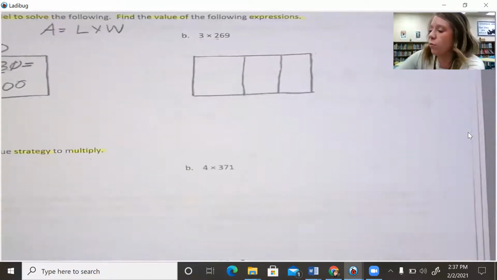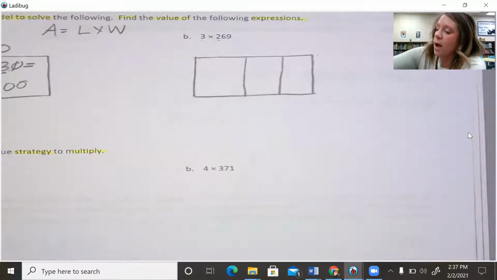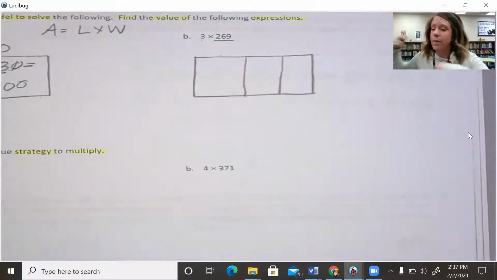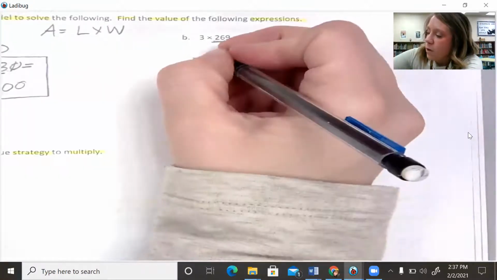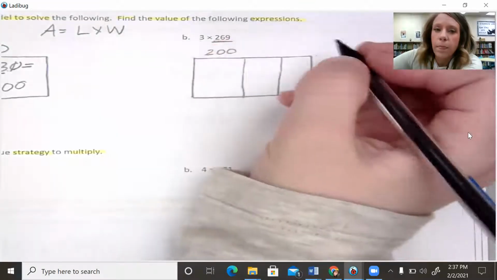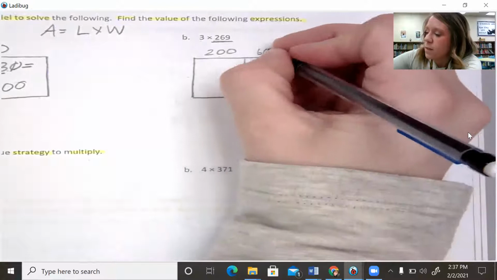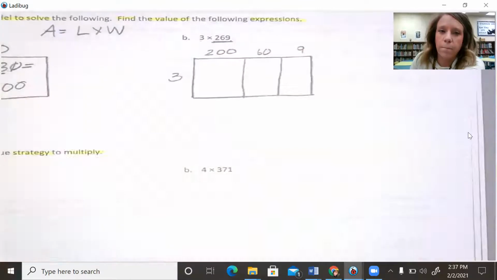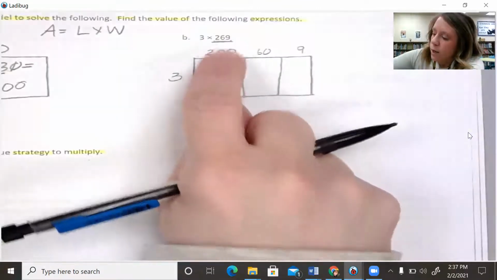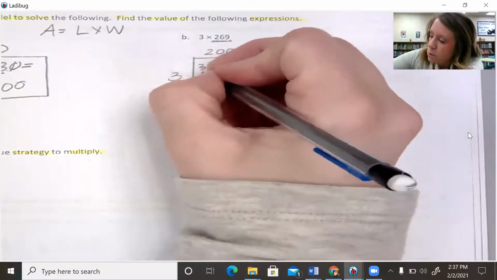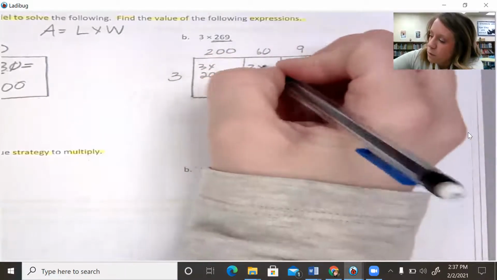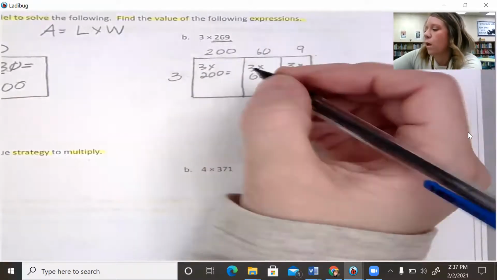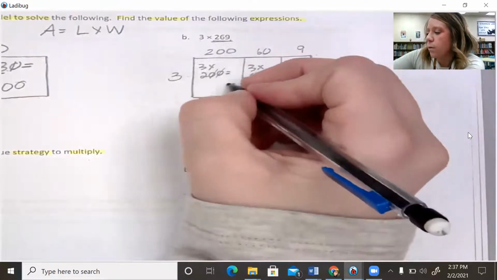For letter B, we have 3 times 269. I needed to take my 269 and put it in expanded form, so I'm going to stretch that number out by place value. The value of this 2 is 200. The value of 6 in the tens place is 60, and 9 in the ones place is 9. And then I'm multiplying it by 3. Just like a multiplication chart, I have 3 times 200, 3 times 60, and then 3 times 9. Take off my 2 zeros, put them in my answer.